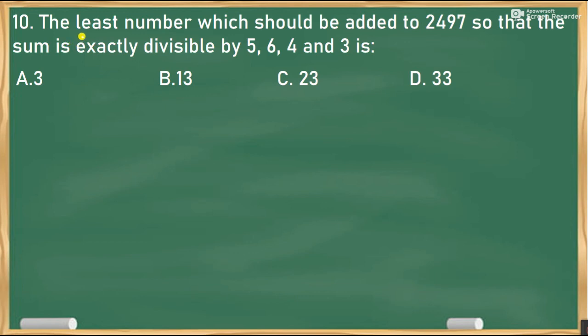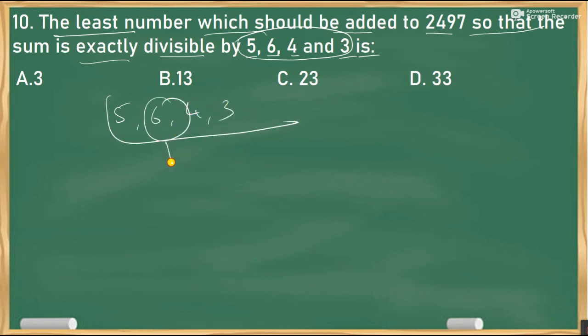Next question. The least number which should be added to 2497 so that the sum is exactly divisible by 5, 6, 4 and 3 is dash. So you have to find the number that should be added to this number so that the total will be able to be divided by these numbers completely. The first step is to take the LCM of these numbers. Dealing with a single number is easier when compared to 4 numbers. So take the LCM. Now if you see, 6 is the highest number, so I should have some multiples of 6 which are divisible by 5, 4, 3.